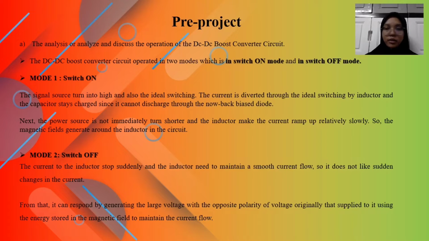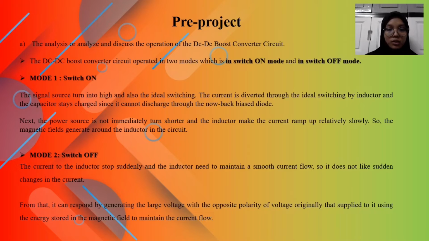Next, I will explain the operation of the DC to DC boost converter circuit. It works in 2 modes, which are switch on mode and switch off mode. For mode 1, the switch on, the signal source turns high and so does the ideal switch. The current is diverted through the ideal switch by the inductor and the capacitor stays charged since it cannot discharge through the now back-biased diode. The power source is not immediately shorted and the inductor makes the current ramp up relatively slowly. So the magnetic field is generated around the inductor in the circuit.